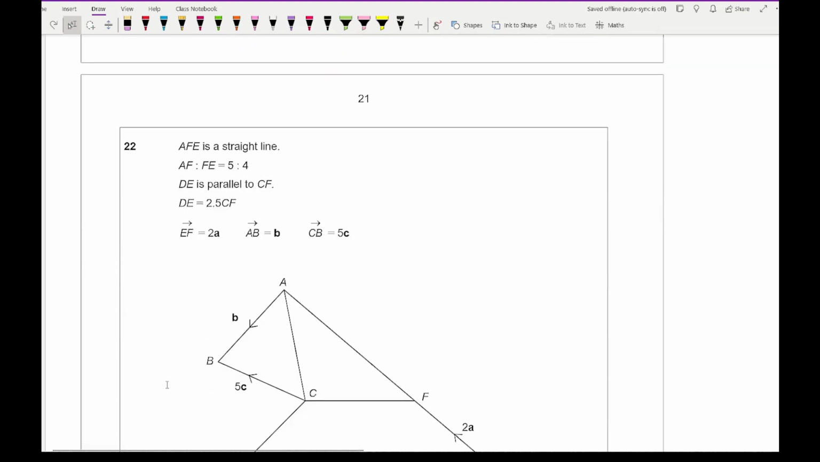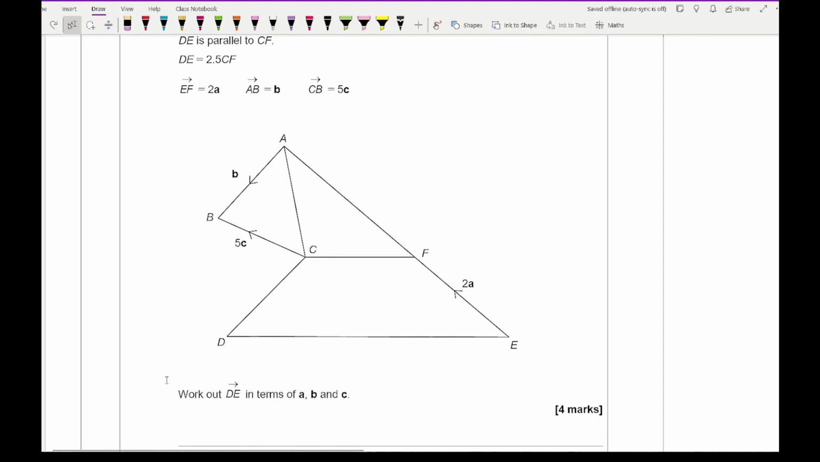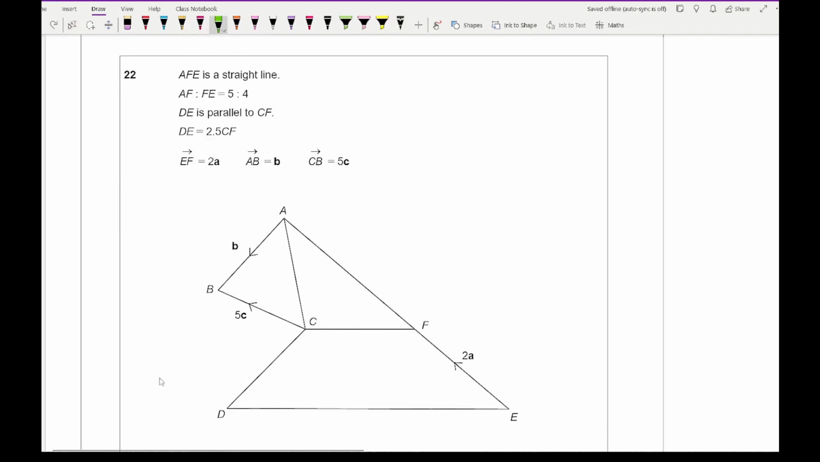Then moving on to question 22, it says AF is a straight line, AFE is in a ratio of 5 to 4, DE is parallel to CF, DE is equal to 2.5 CF, and we've got our vectors there. And the question is asking us to work out what DE is in terms of A, B and C. So let's have a look. So we want to work out what DE is.